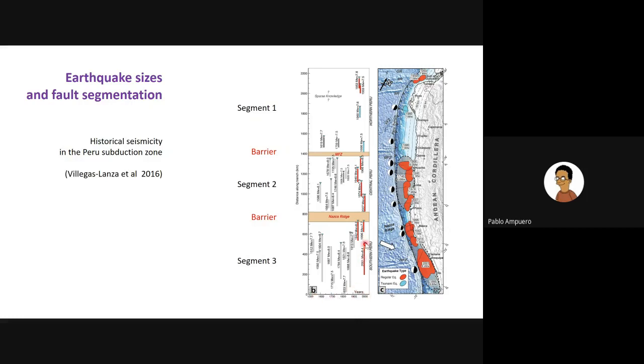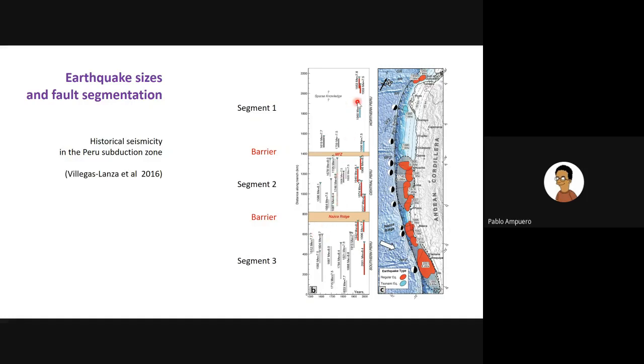Of course, the instrumental seismological record only spans about 100 years, and then everything before that is historical records, so the written record, which starts with the arrival of the Spaniards. The Incas and the pre-Columbian cultures did not have writing.